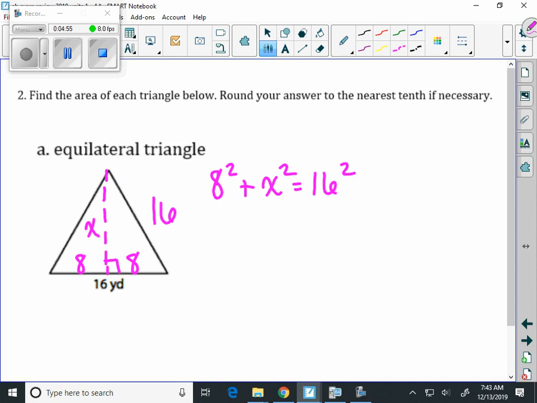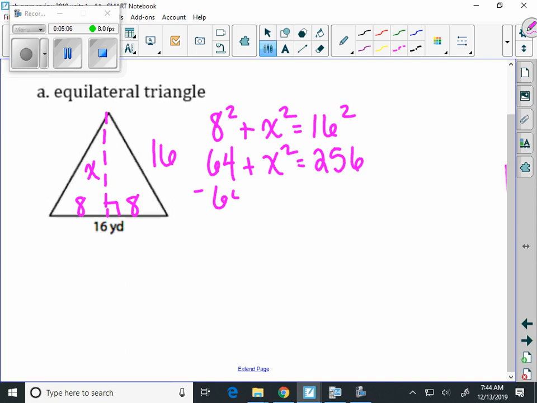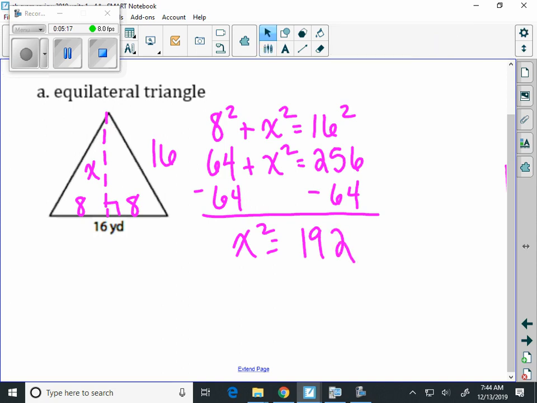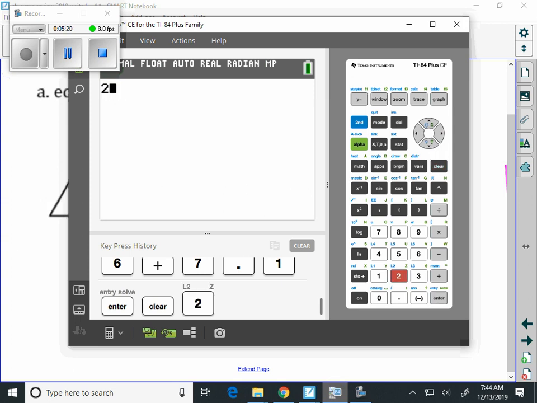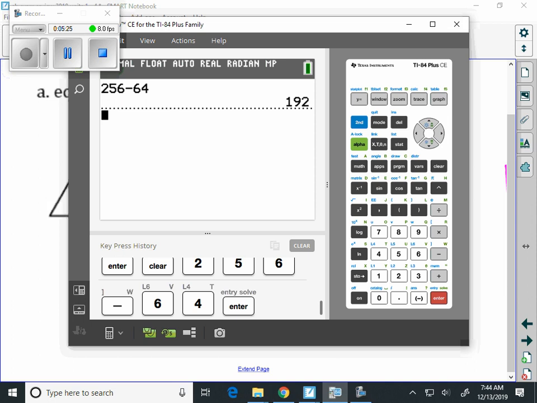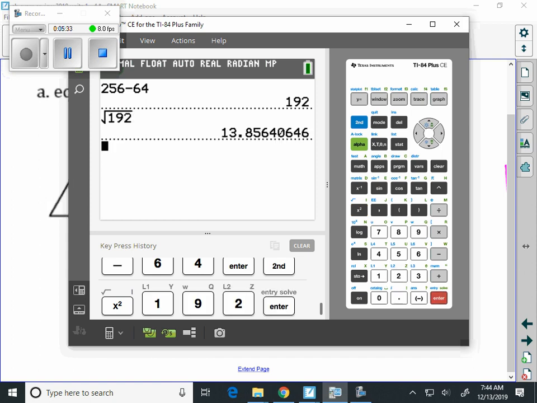And 8 squared is 64 plus x squared equals 256. If we subtract 64 from both sides, we end up with x squared equals 192. I'm going to check my math real quick. 256 minus 64, yes, is 192. And then if we take the square root of 192, we end up with 13.85.